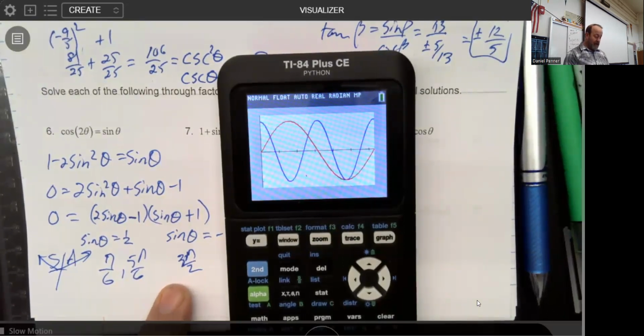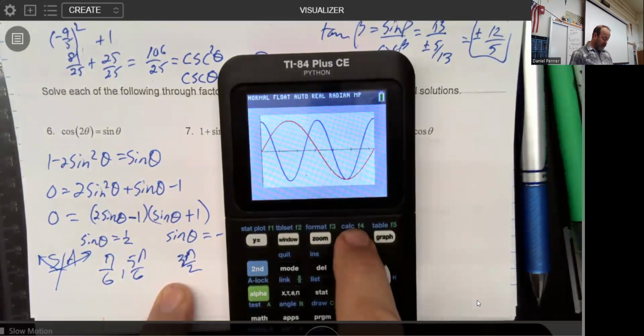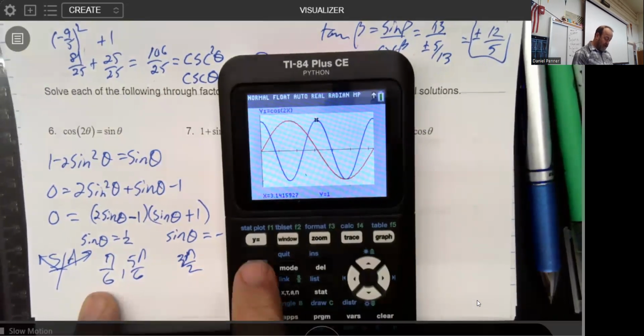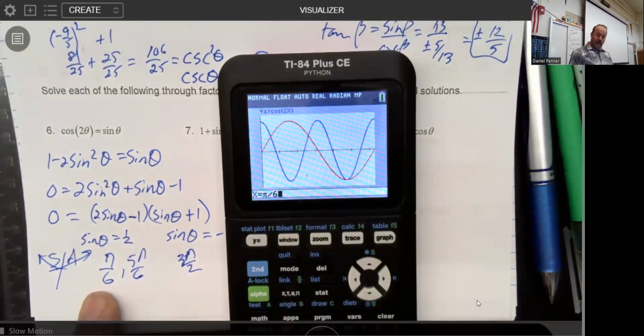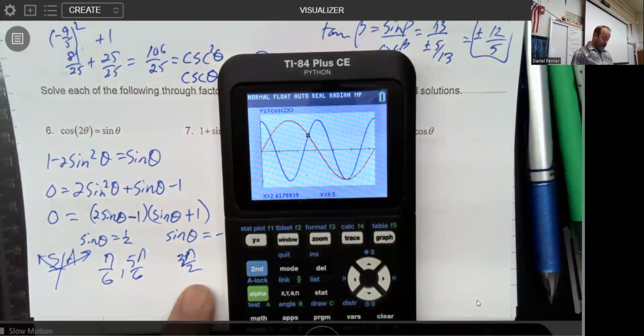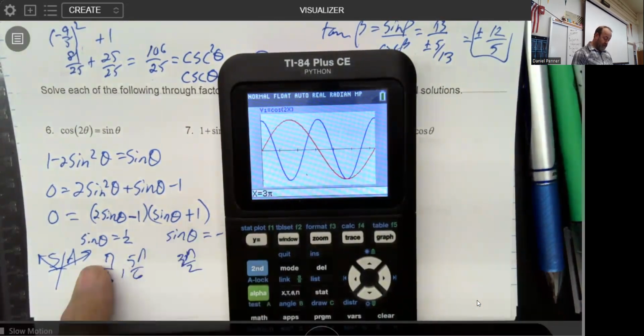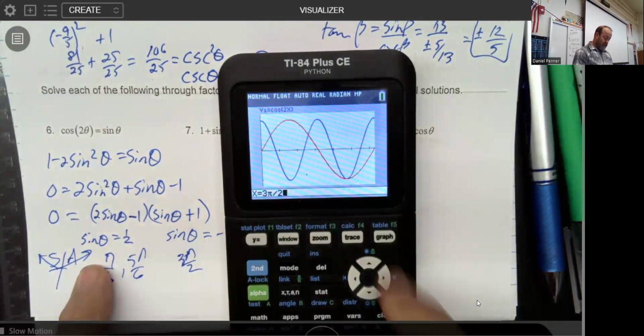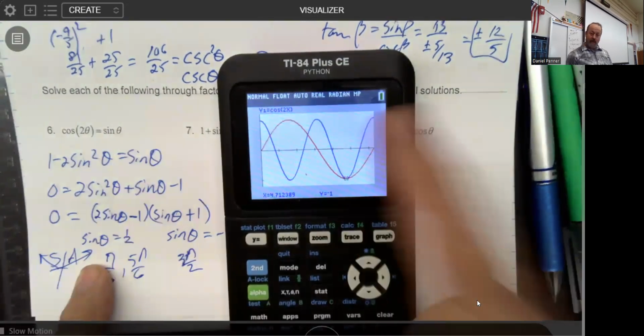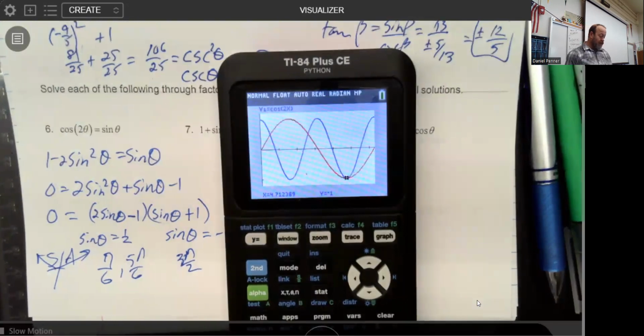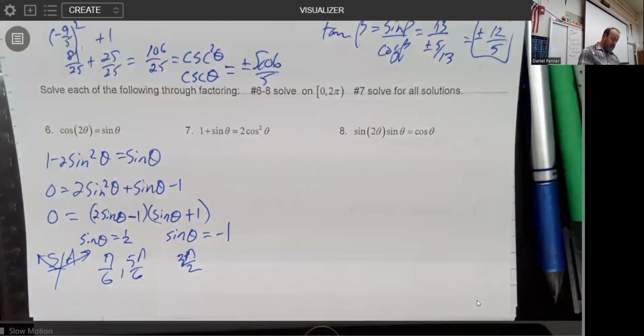And I could validate that by hitting my trace button and asking my calculator about pi over 6. And notice that hit perfectly. And then I could ask again about 5 pi over 6, and it hits perfectly again. And I could ask about 3 pi over 2, and what do you know? That's going to be this guy right here. Notice that it jumps right to that number. So it looks like my three solutions were appropriate.